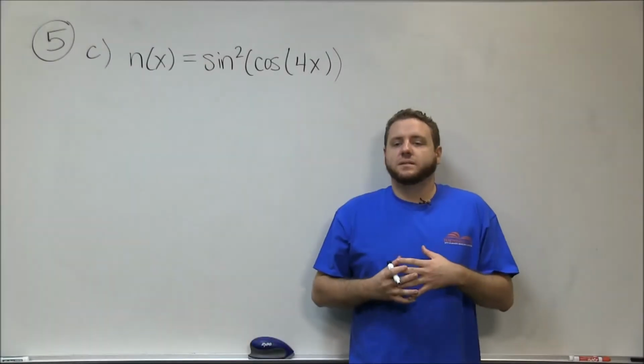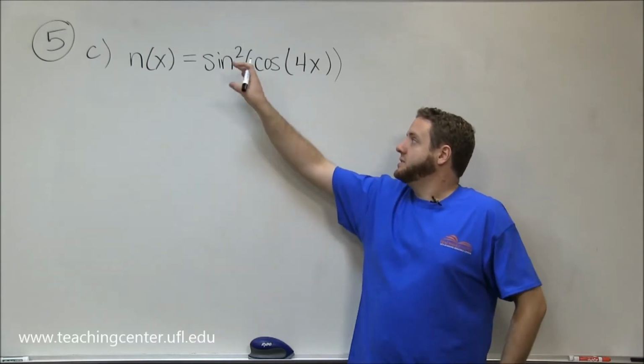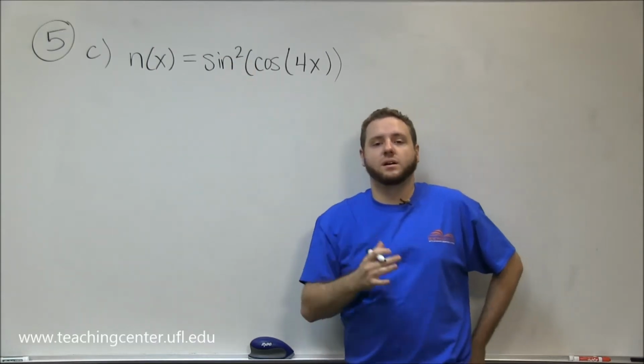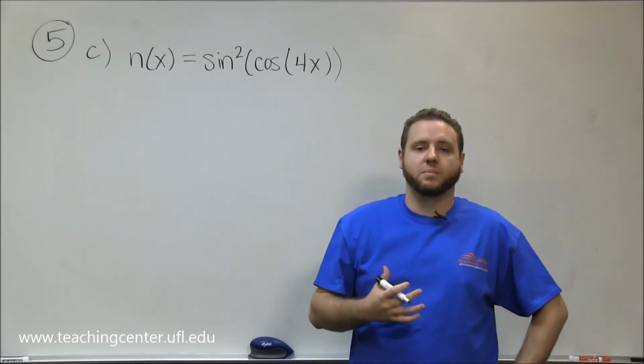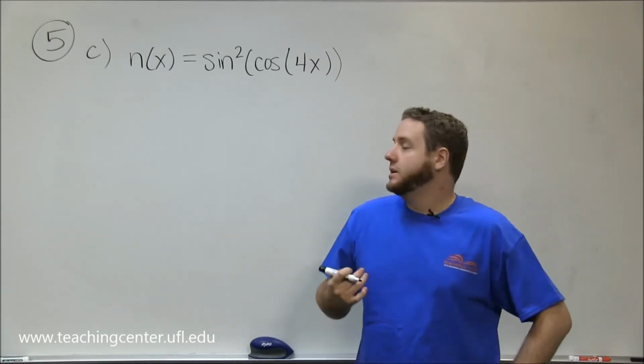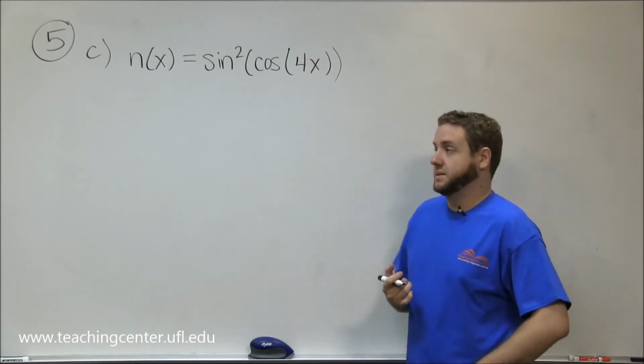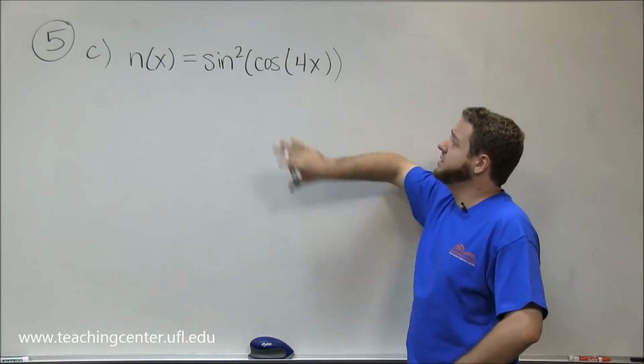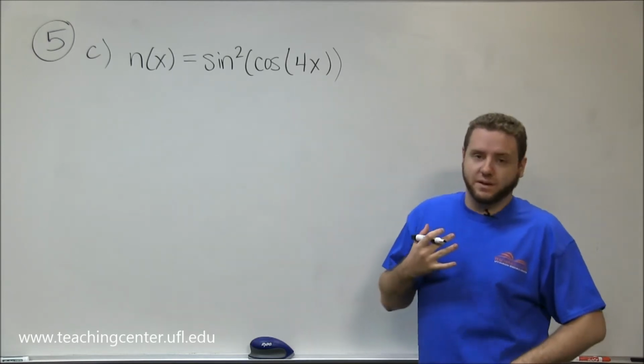Problem 5c, we're going to be taking the derivative of this function here, and you can see we have a couple of trig functions composed together. So this is an example of when we're going to need to use the chain rule to evaluate a complicated derivative. So in this function, we actually have four different functions that are composed.